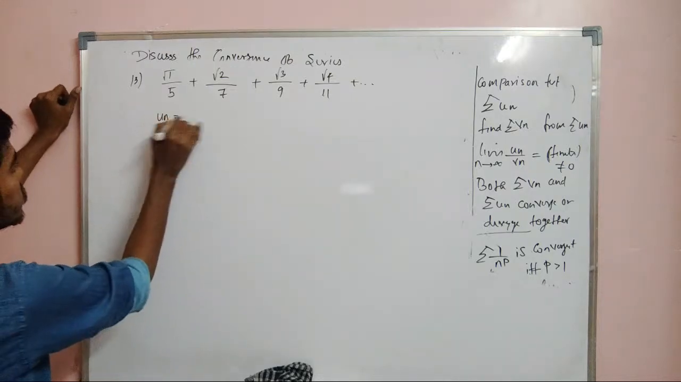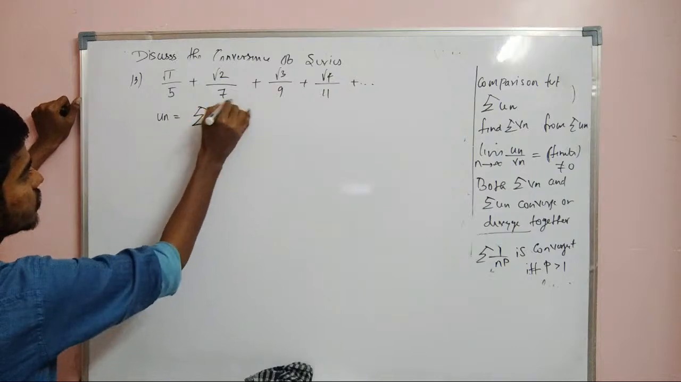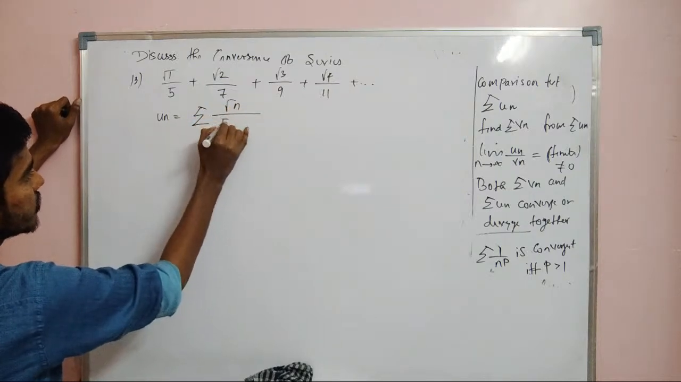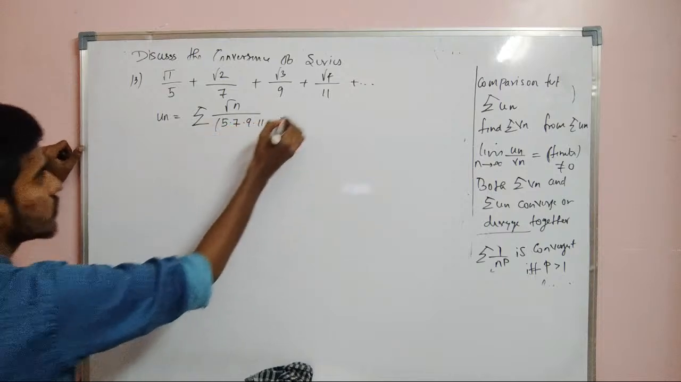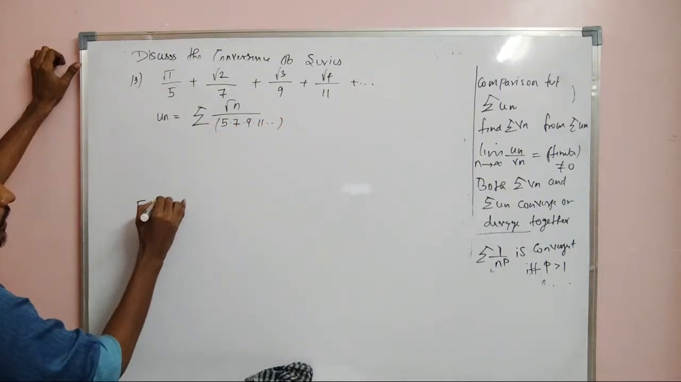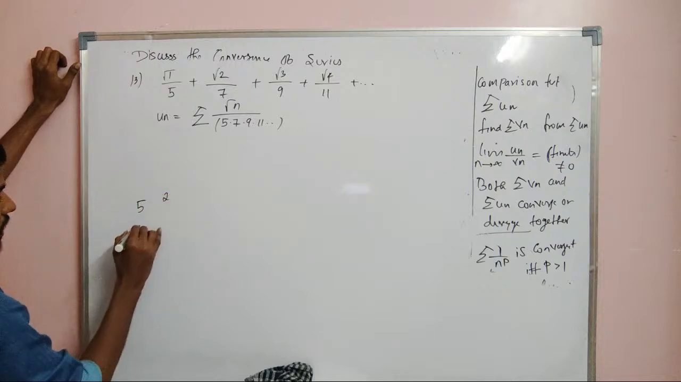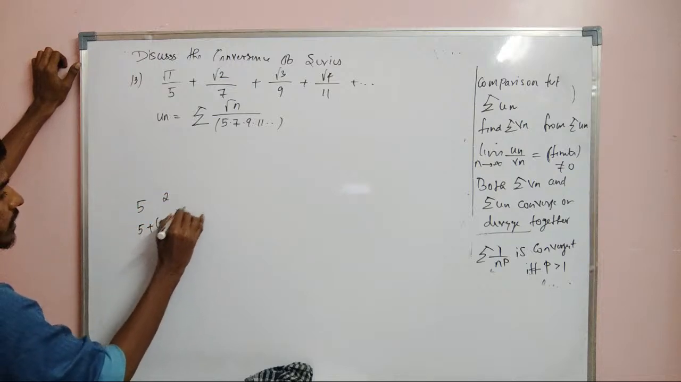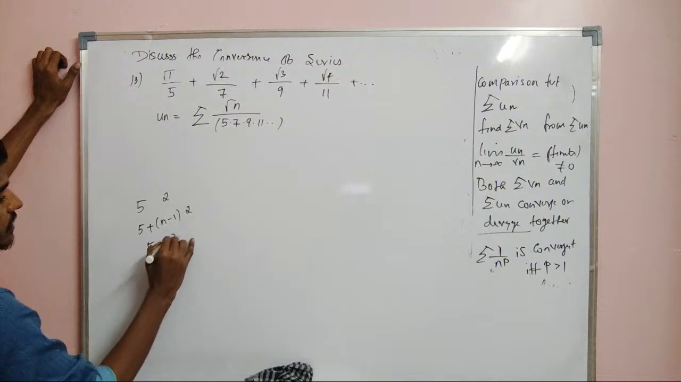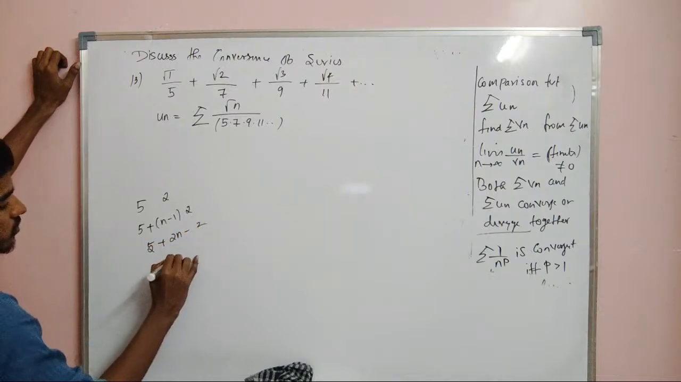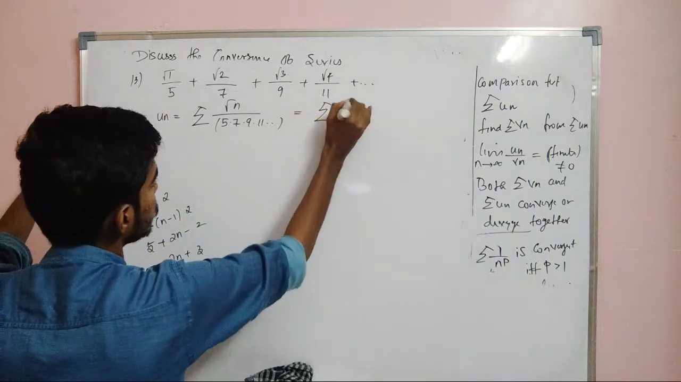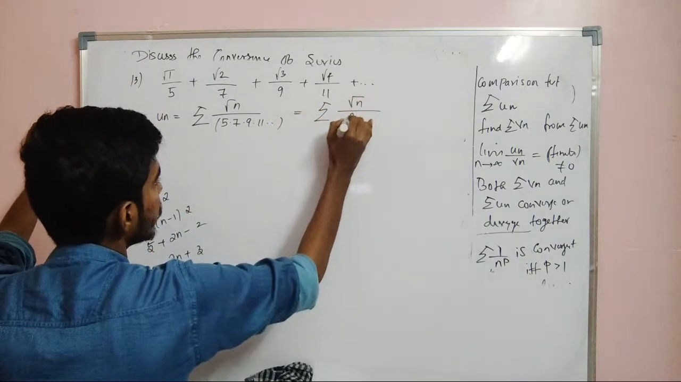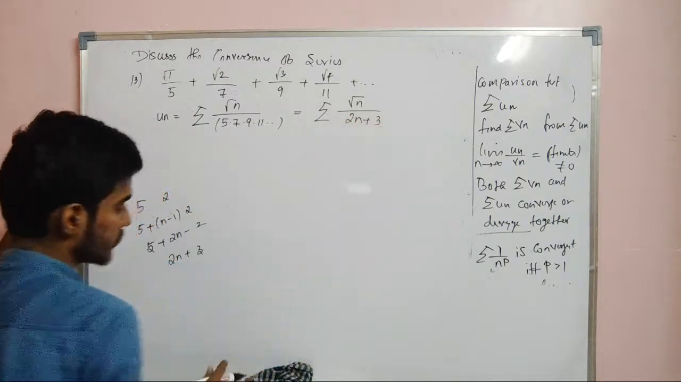So our un is summation root n, and we can also find the nth term, right? 5, 7, 9, 11 and so on. So nth term will be, so our a is 5 and the common difference is 2. So a plus n minus 1 d, so this will be 5 plus 2n minus 2. So this is nothing but 2n plus 3. So this is nothing but summation root n by 2n plus 3.